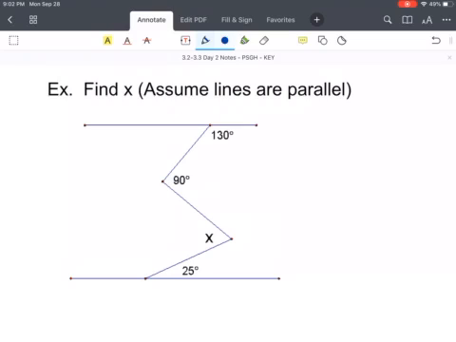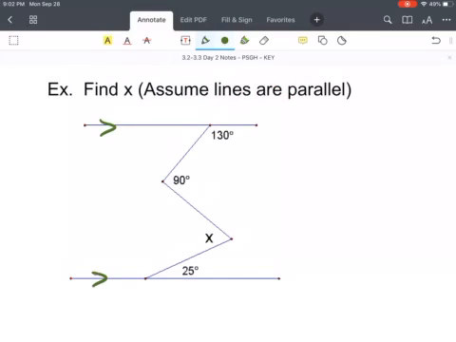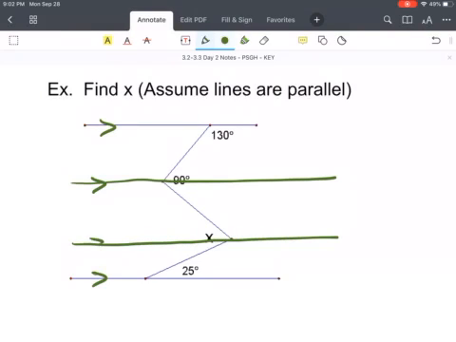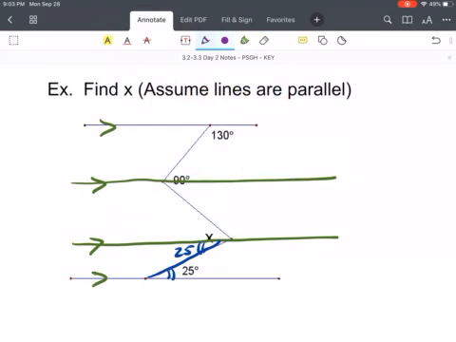Now on this one I have two separate points, so I'm going to have to draw, using these two lines are parallel, draw a line through 90, making it parallel, and draw a line through x and make it parallel. 25 and the bottom part there of x are alternate interior angles, so they are congruent, 25. I can't find anything else about x, so I'm going to go to another part of the problem.